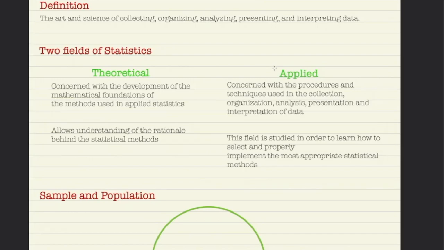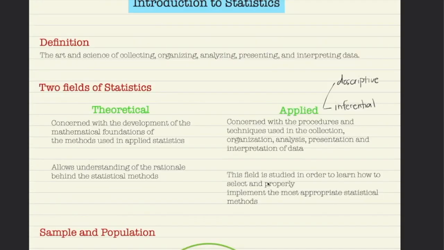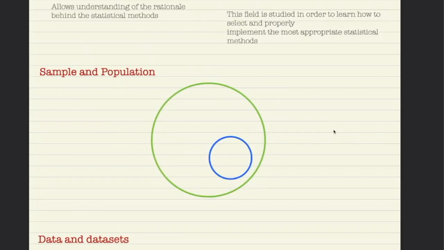There are two types of applied statistics. First, we have the descriptive and inferential. The difference between descriptive and inferential statistics will be discussed in a separate video. Now, let's talk about sample and population.